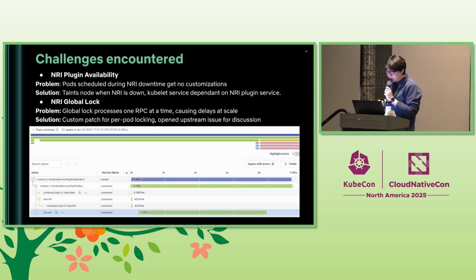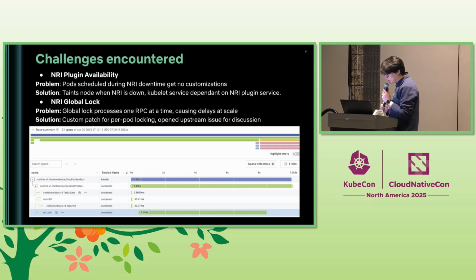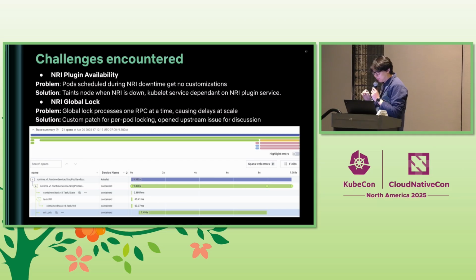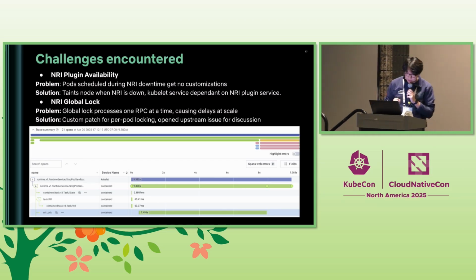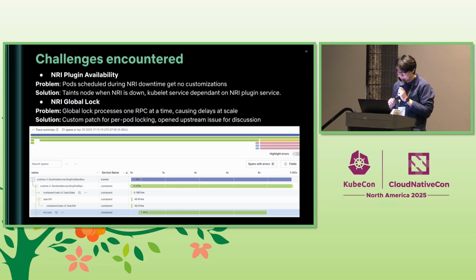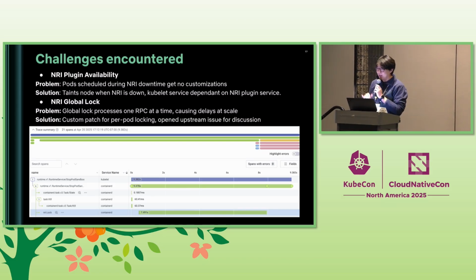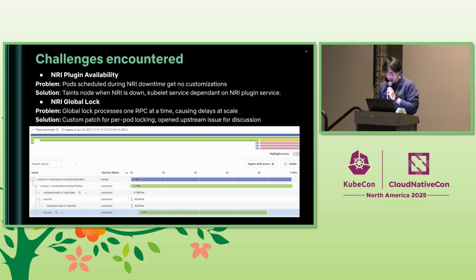We worked around this issue with a custom patch that enabled per pod locking instead of a global lock, which allowed us to process different pod events concurrently. We've opened the upstream issue to surface this problem and discussed potential solutions with the community. And actually, we recently opened a PR to propose the solution for this as well.